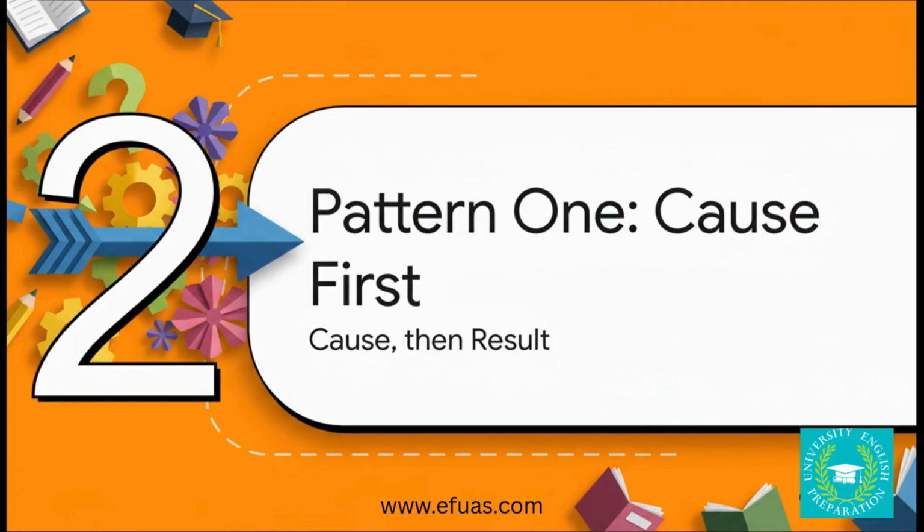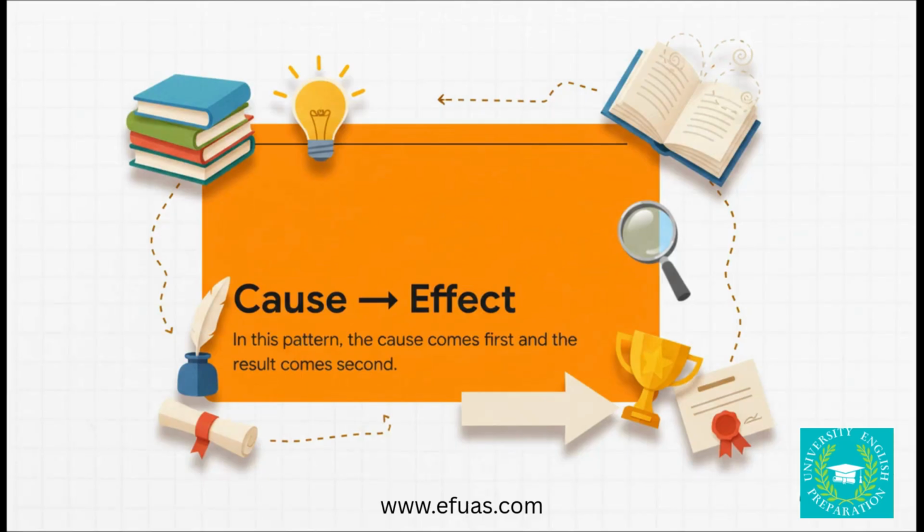It's super logical. You start with the cause, the thing that made something happen, and you follow it up with the result, or the effect. The structure is exactly what you'd expect. Cause leads straight to effect. Think of it like a one-way street, pointing from the why to the what. Let's look at how this works in practice.